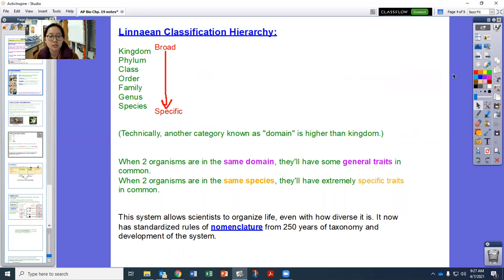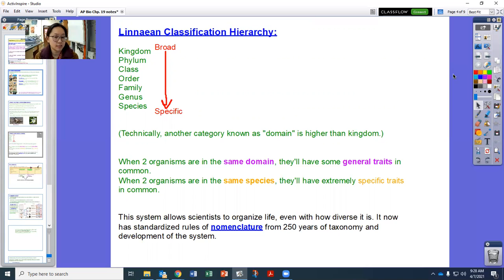But when organisms are in the same species, they'll have extremely specific traits in common. Two lions are very, very similar because, apart from small genetic differences that make them from different families, they all have four legs, a tail, they're both felines, they have sharp teeth, and they eat meat. All those things are very, very similar. So those are specific traits.